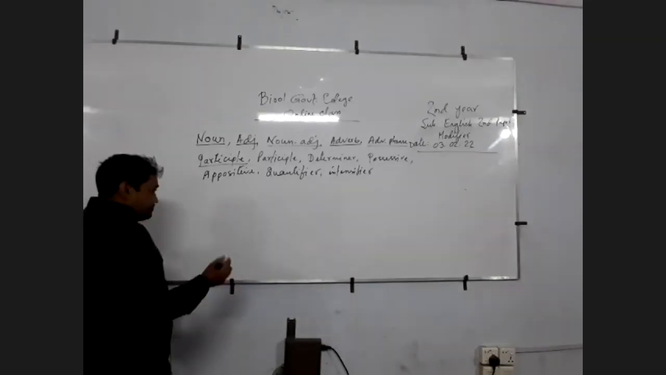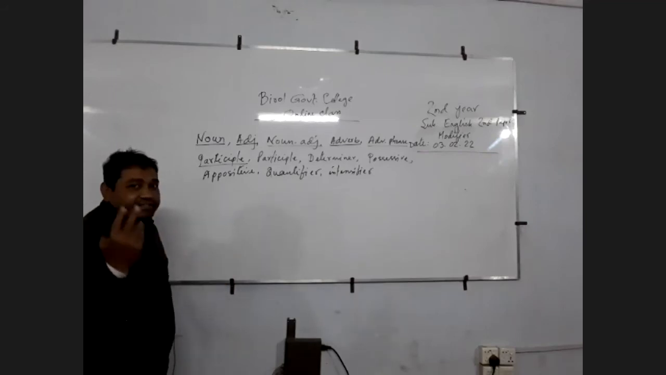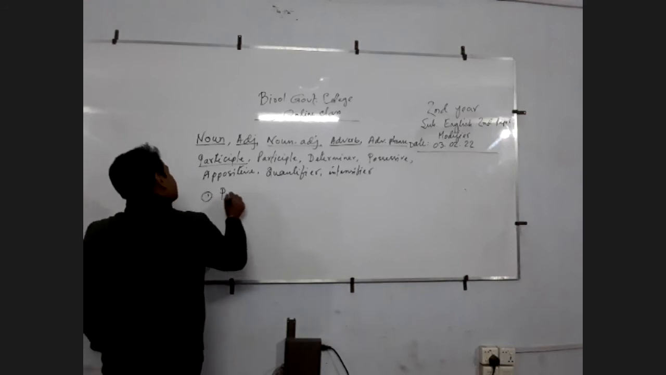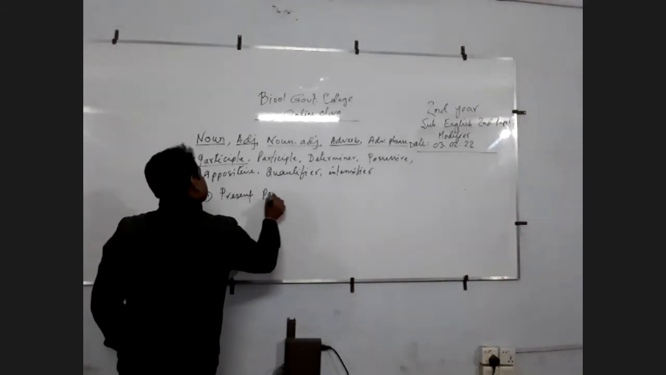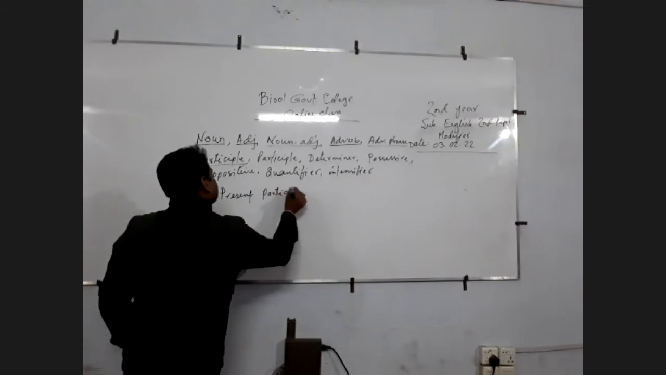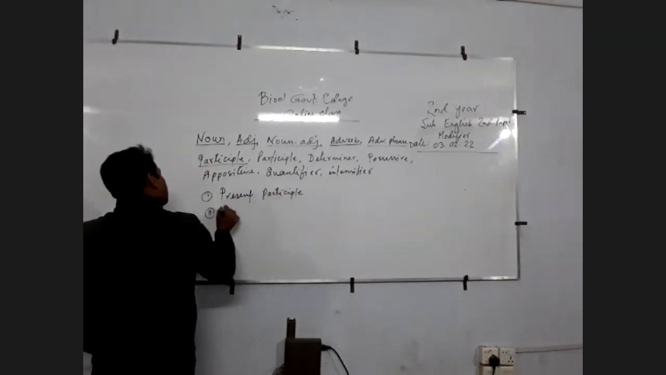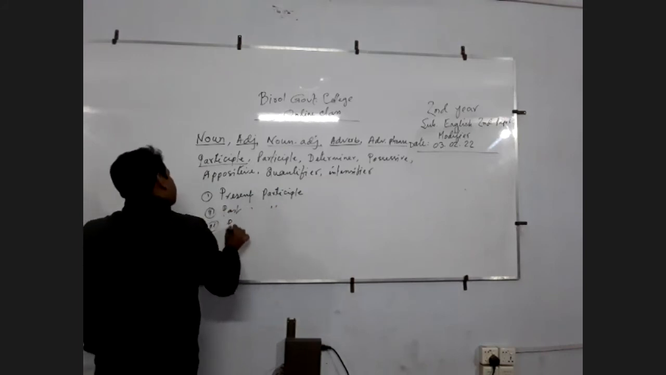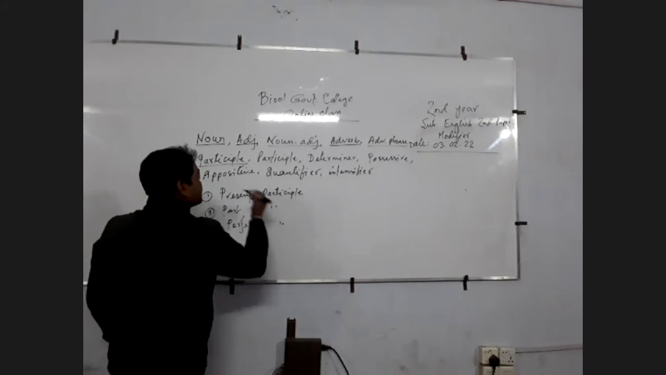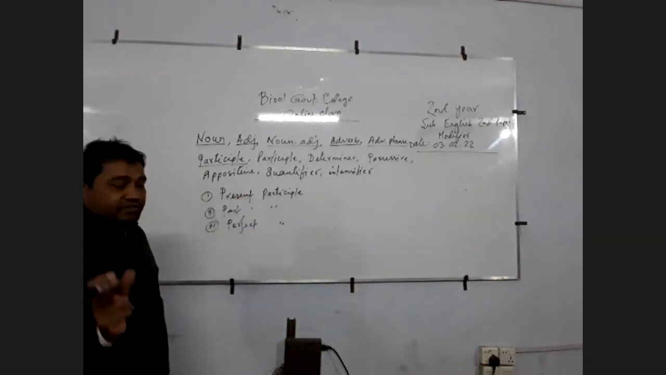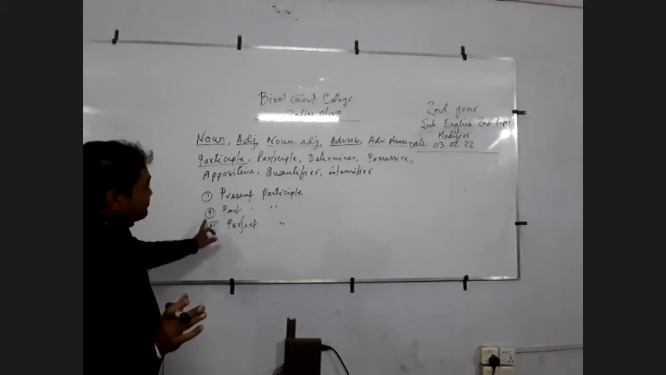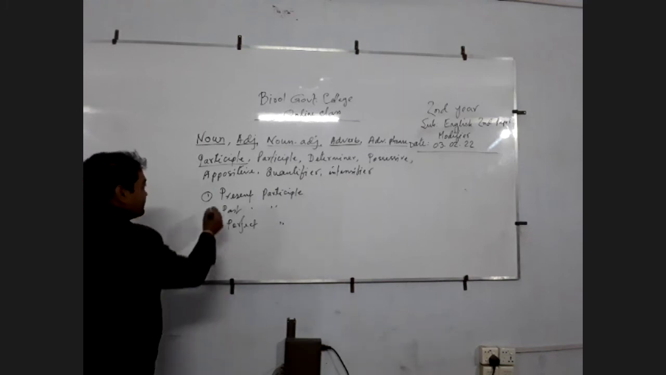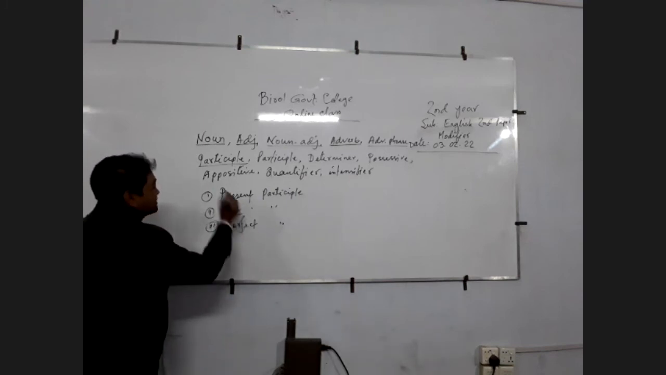So we will get three types of participle: present participle, past participle, and perfect participle. I have said that perfect participle will not be used here. We have to use present participle and past participle.